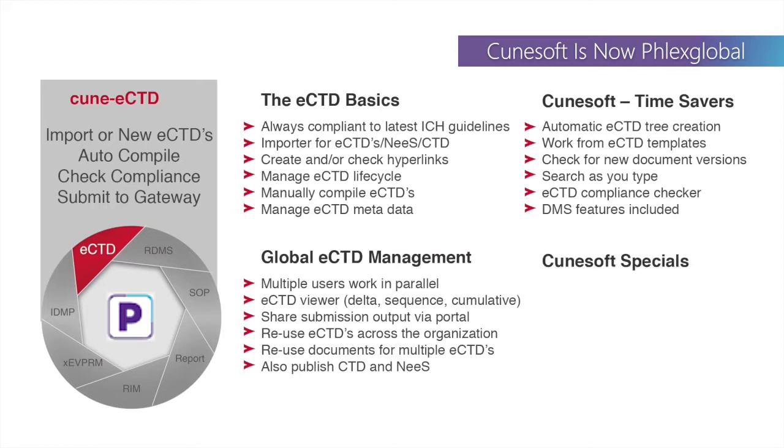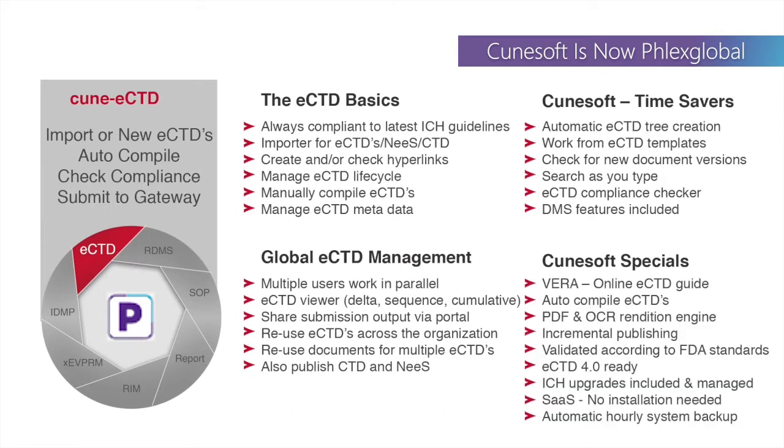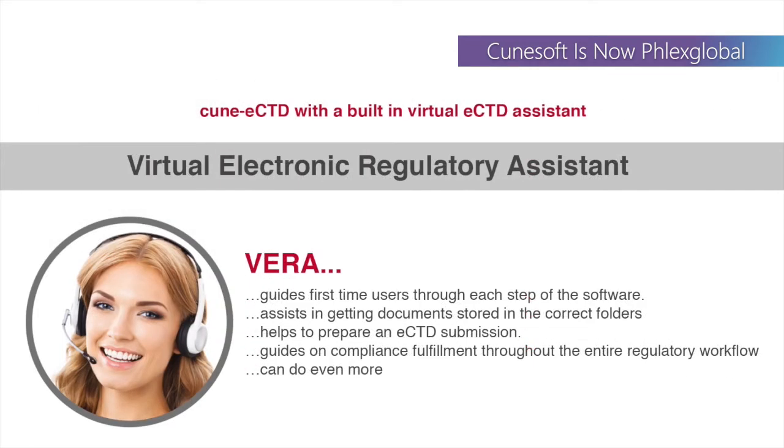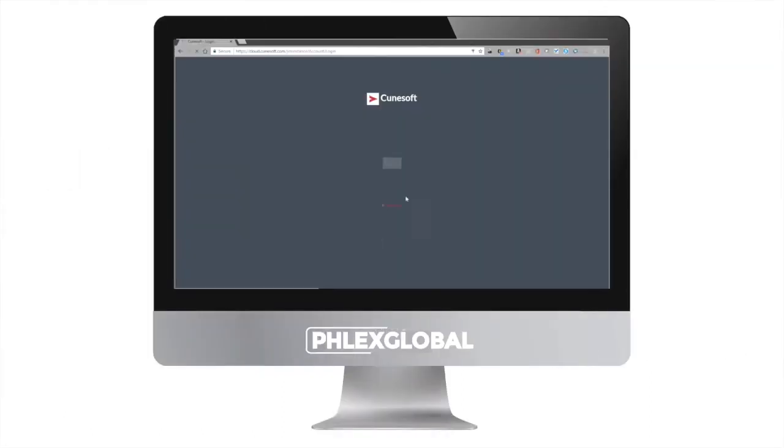And as I mentioned earlier, the QNsoft difference includes Vera, our online eCTD guide, along with auto-compilation capabilities, built-in PDF and OCR rendition engines. Vera, as I mentioned, is our virtual electronic regulatory assistant. Vera can help guide first-time users through each step of the software or help experienced users remember how to do something that maybe they haven't done in a while. It steps them through and guides them to each step and helps you learn by doing. So let's log in and see what this looks like.